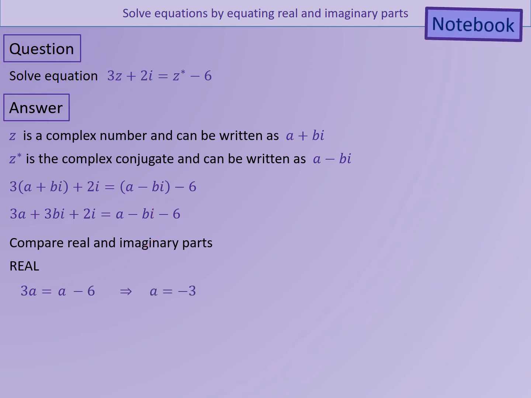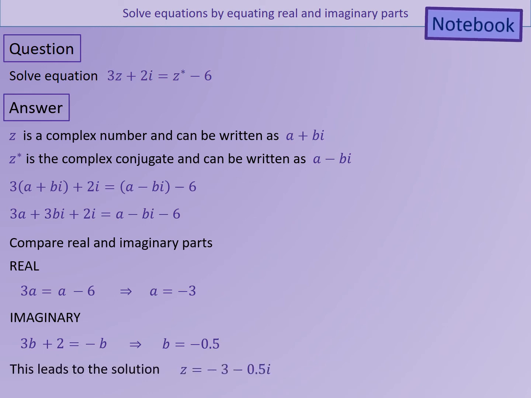Which we can then simplify to a is equal to minus 3. Looking at the imaginary parts, those are the bits with the i's attached there, 3bi, 2i, and minus bi. And we can again rearrange this so we have b is equal to minus 0.5. And to finish this question off, we just need to write what the solution is for that complex number. So z is equal to minus 3 minus 0.5i.